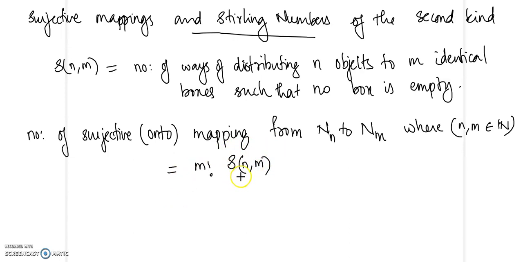And now we will find an expression for the number of surjective mappings using the generalized principle of inclusion and exclusion. We will find in a different way another expression for the number of surjective mappings. So that will give us an expression for S of n m also. Okay. So let us move on to that.